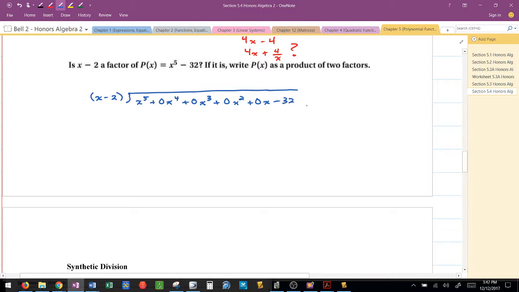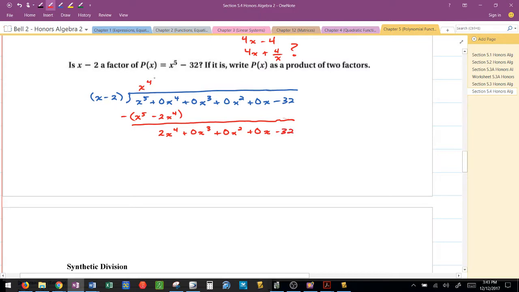All right, so let's see here. What times x gives me x to the fifth? That would be x to the fourth. x to the fifth minus 2x to the fourth is what I get by multiplying that in or distributing. Subtract that away. And I get 2x to the fourth, 0x cubed, 0x squared, 0x, minus 32.